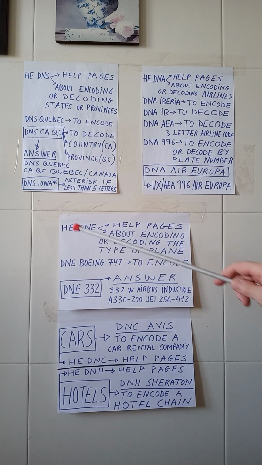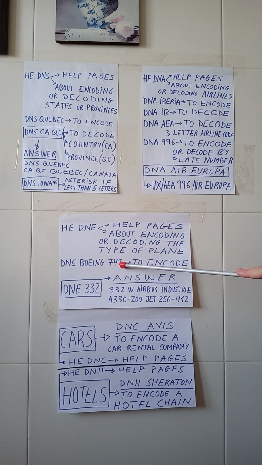On the third page, we see DNE. HE DNE is used to access help pages on how to encode or decode aircraft types. DNE Boeing 747 is used to code a type of aircraft called Boeing 747.